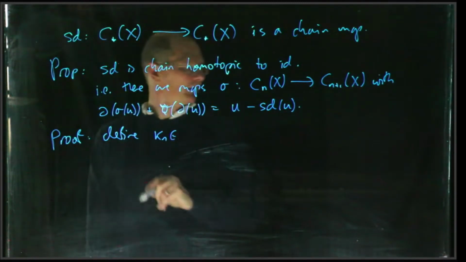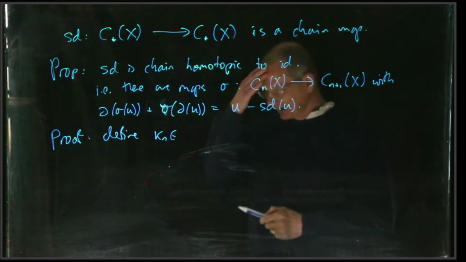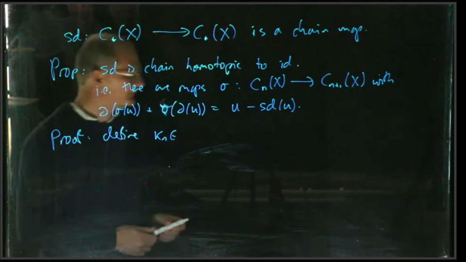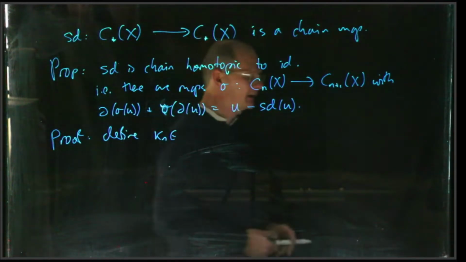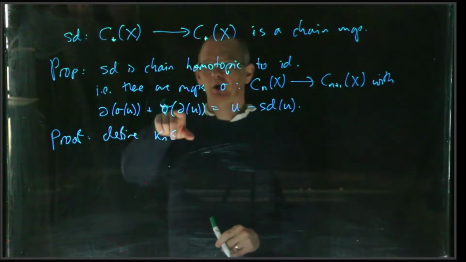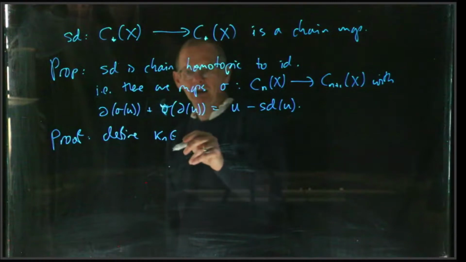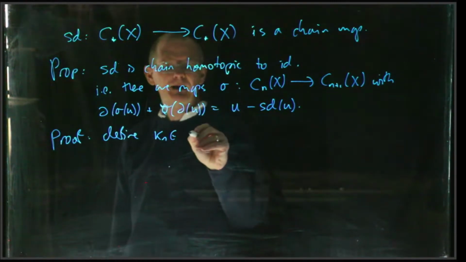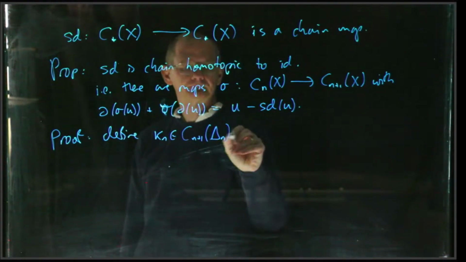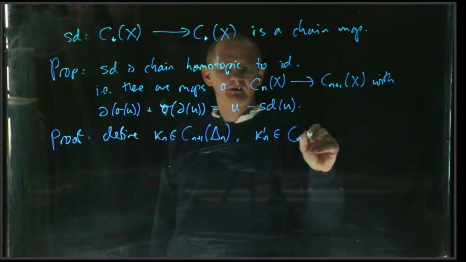So as with the definition of subdivision, in order to set up subdivision, we basically just had to define these theta n's, where theta n was the subdivision of the identity chain on delta n. Similarly, here we just need to work out what sigma is going to be on the identity chain and then propagate that. So we're going to define these maps kappa n in C_{n+1} of delta n, and kappa prime n in C_n of delta n.